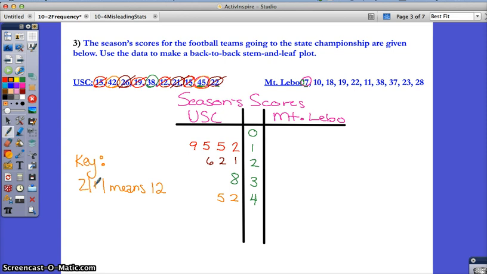Pause the video here, do the Mount Lebanon data, then press play to check it.